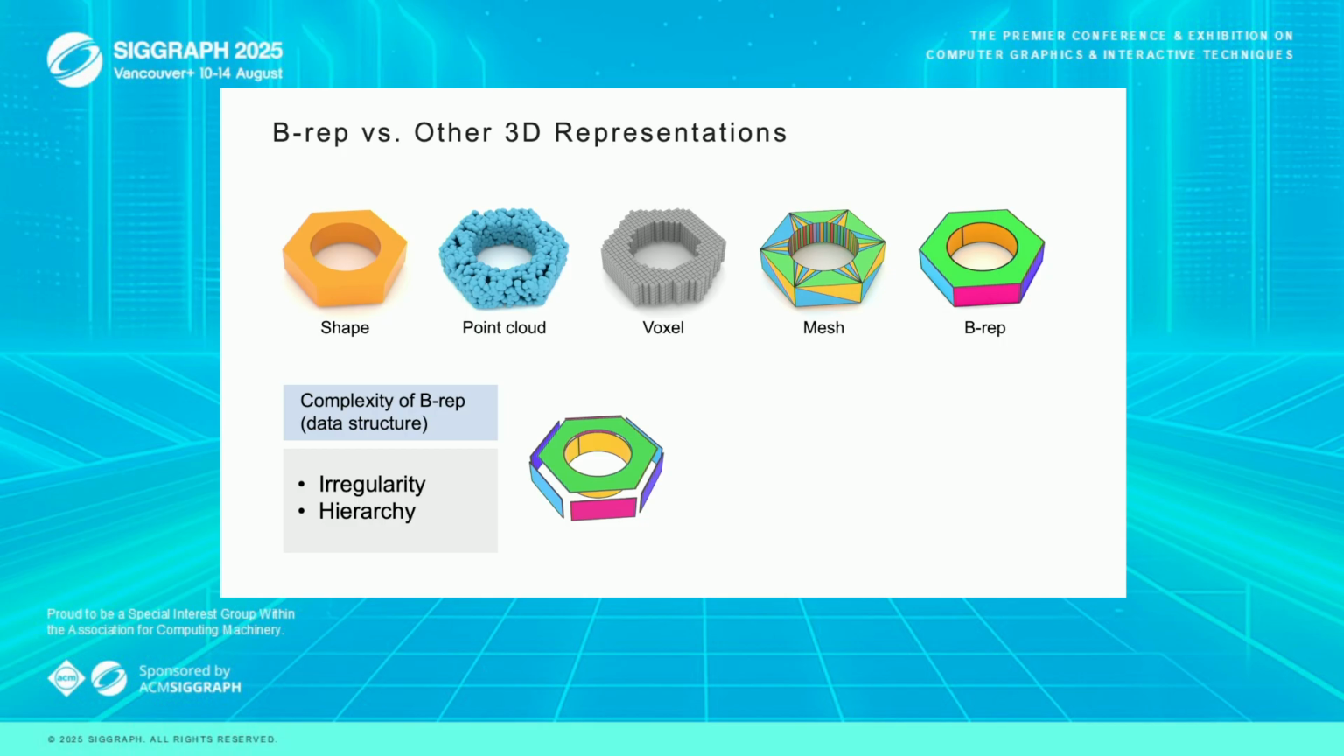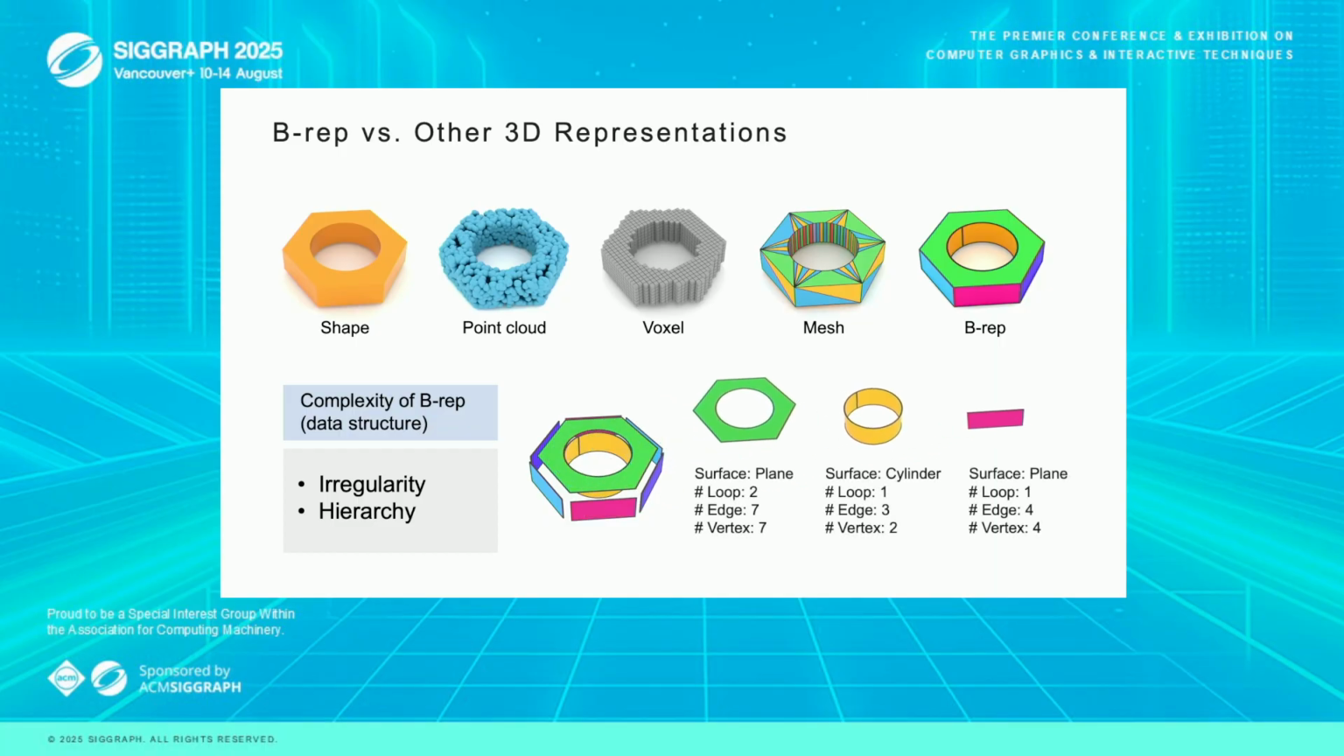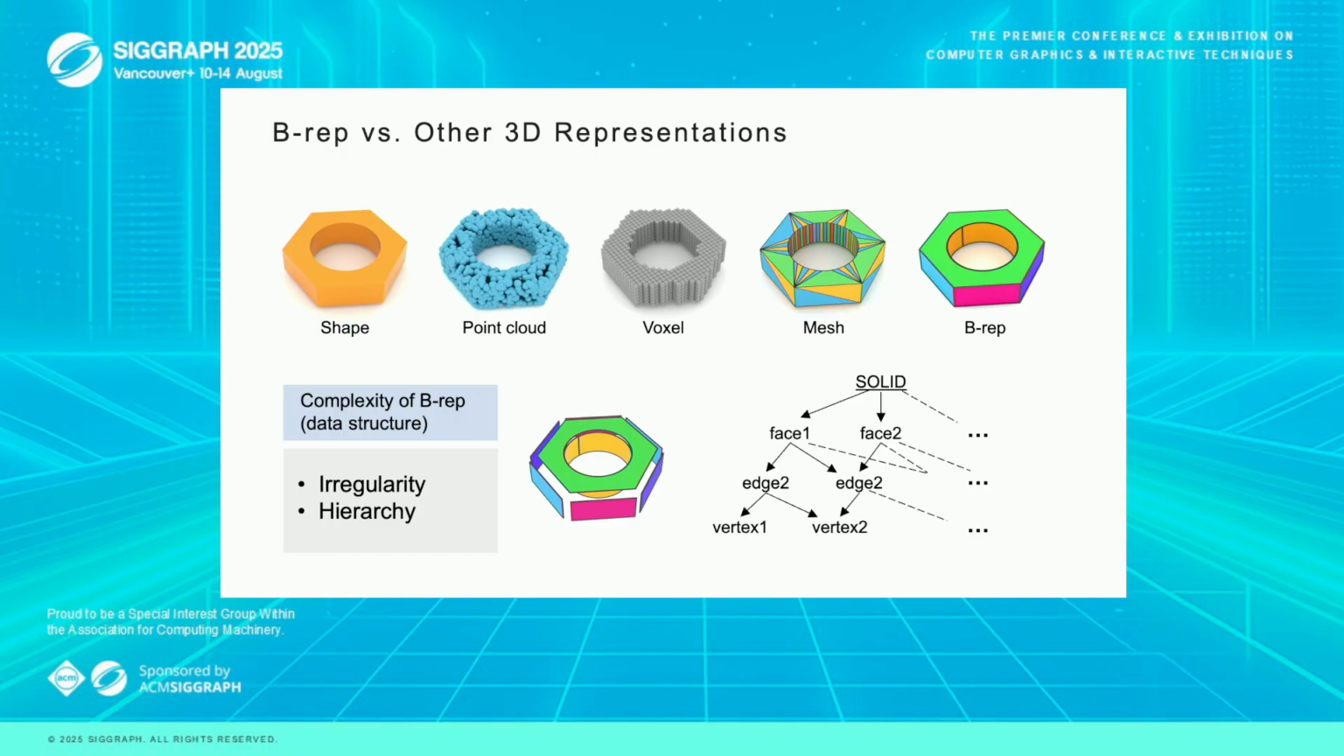However, these advantages come with challenges. BREP has the most complex data structure with two difficulties: irregularity and hierarchy. Irregularity means that both the type and the quantities of geometric elements can vary. For example, these three faces have different surface types and contain different numbers of loops, edges, and vertices. Hierarchy means that in BREP, vertices, edges, and faces are connected in a hierarchical graph structure. These three levels affect each other, and it's hard to break them down into separate pieces.